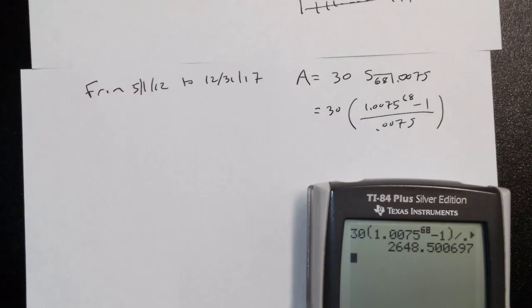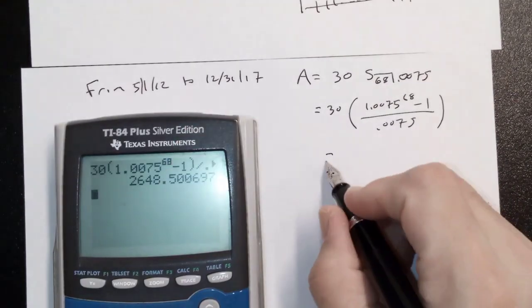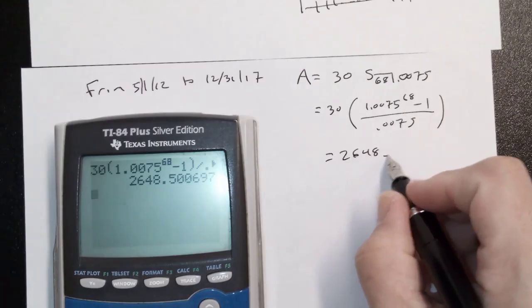If you really want, you can keep those extra fractions of a penny because technically they do accumulate. Most banks round, and they almost always round down, so they keep those fractions of cents. That's how a bank makes a profit. We'll talk more about that later. So I get 26.4850.